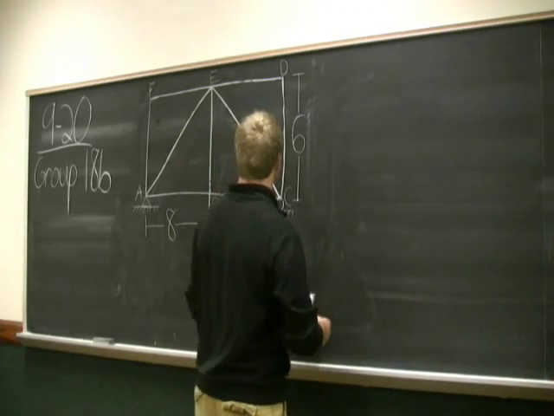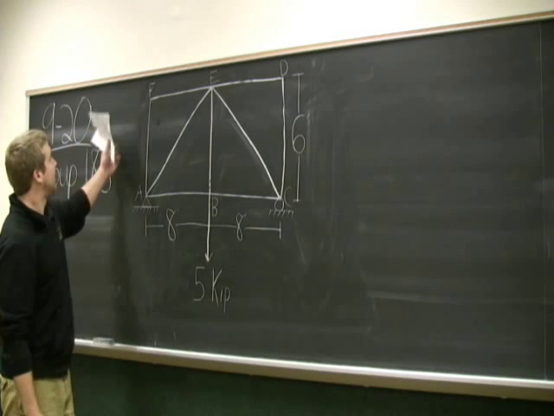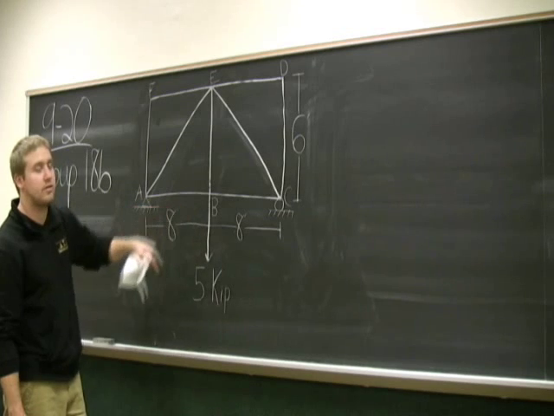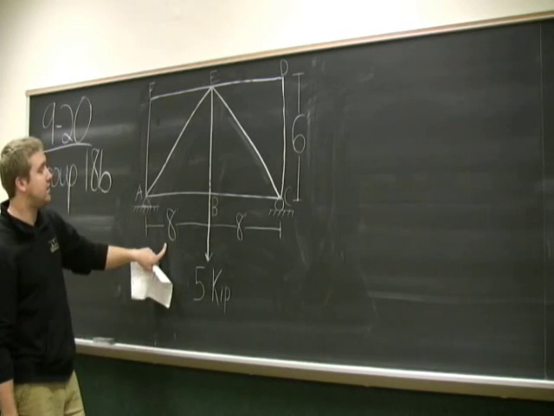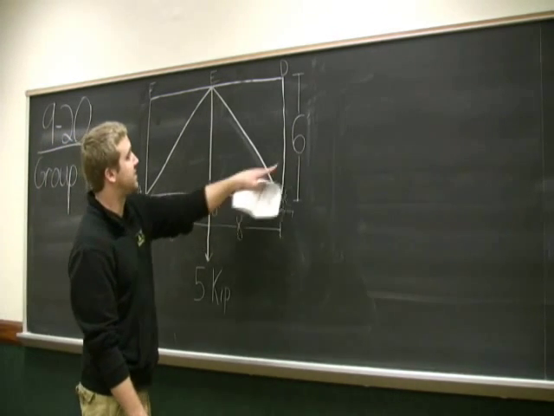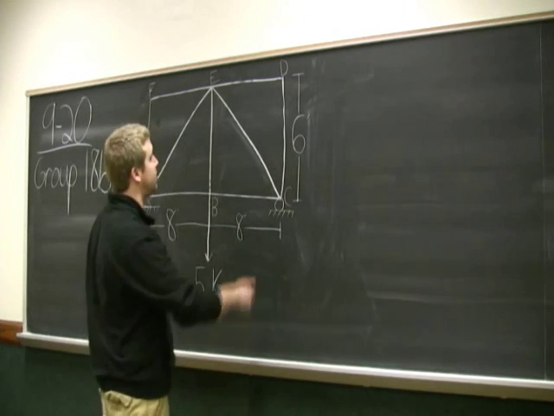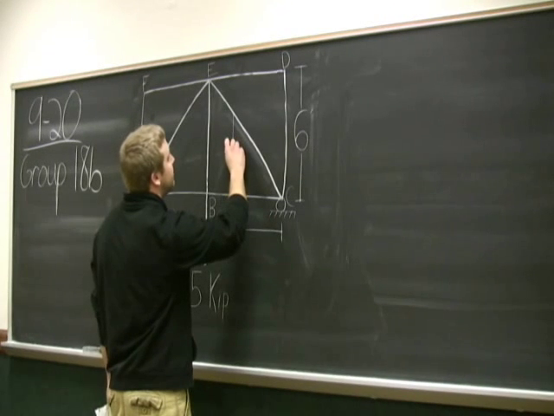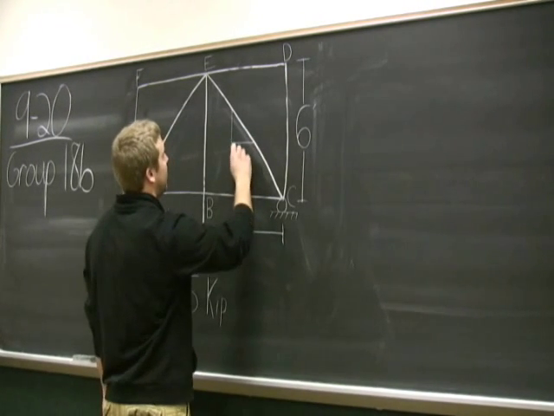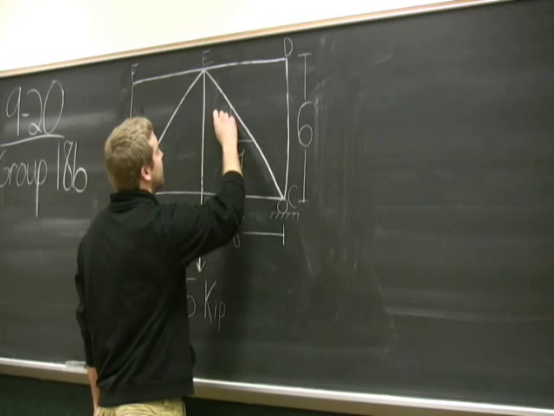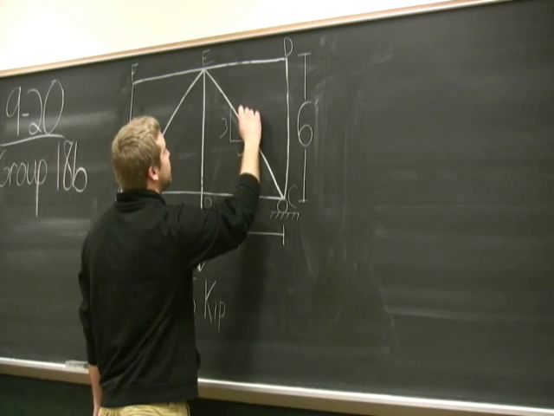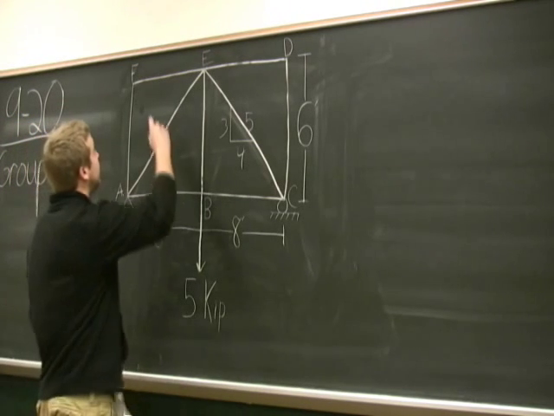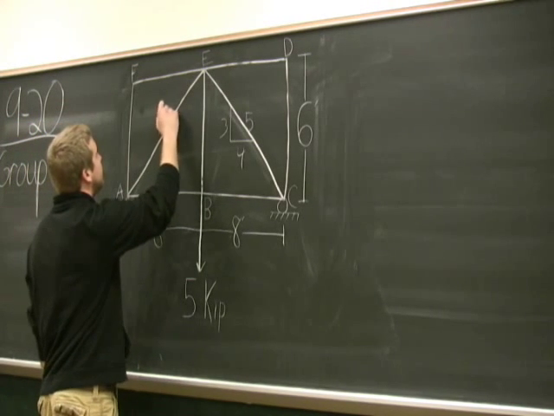To solve this problem, first, here's the problem. We have a simple truss with a 5-kip loading on the bottom side of it. It's 8 feet by 6 feet. So it should be fairly easy to recognize that this is a 3, 4, 5 triangle with 4 on this side, 3 on this side, and 5 on this side. From that, we know that this member must be 10 feet.